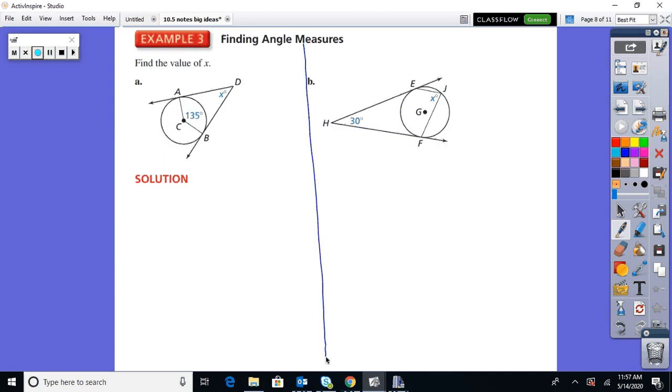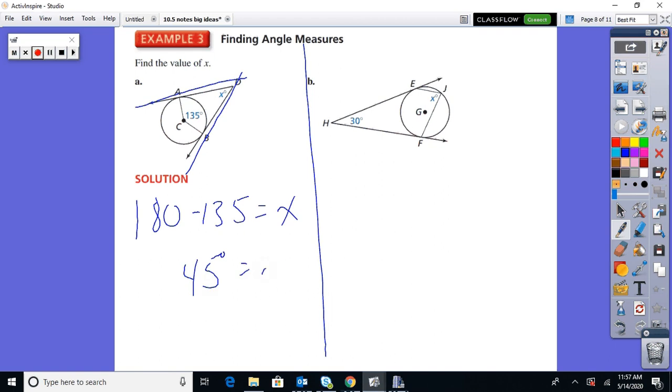Real simple. In example 3, part A, well, I know I got tangents, so all I have to do is take 180 minus 135 to give the x. So x would be 45 degrees. That's simple. A lot of this stuff's easy. It's just that there's a lot of different things you got to memorize.